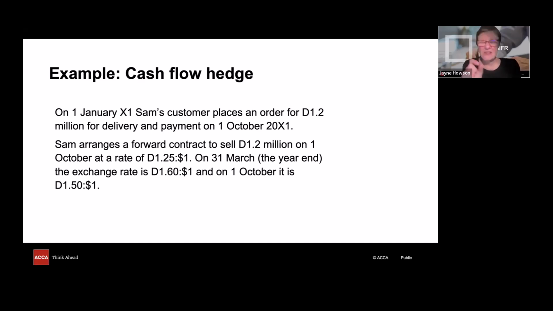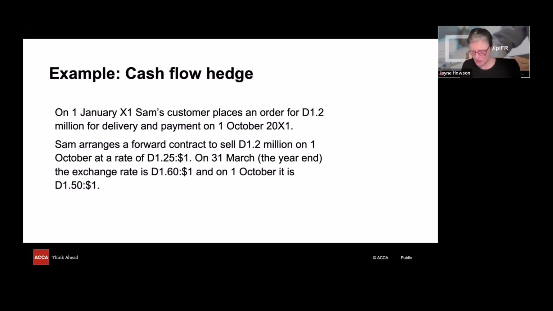Sam knows today that if he took 1.2 million dinars and divided it by 1.25, he would get 960,000 dollars. He knows that now. So what we have to make sure is that in the financial statements, we reflect that cash figure of 960,000 on the 1st of October. What we also need to make sure is that we show the movement in that derivative until that date.